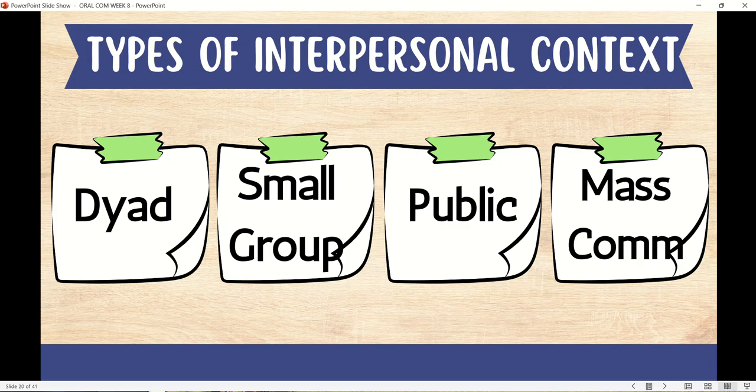How about the types of interpersonal context? So there are four types of interpersonal context depending on the size of the sender or the receiver to whom you are talking with. Again, we have four types, which are number one, dyad; number two, the small group; number three, the public; and number four, mass communication. They have varying sizes when it comes to the person or people to whom we are talking with. Let us discuss one by one these types of interpersonal context.